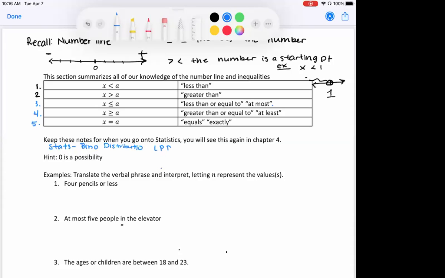It's called PDF. I can't recall right now what it's called. Binomial PDF. Binomial, I can't remember.